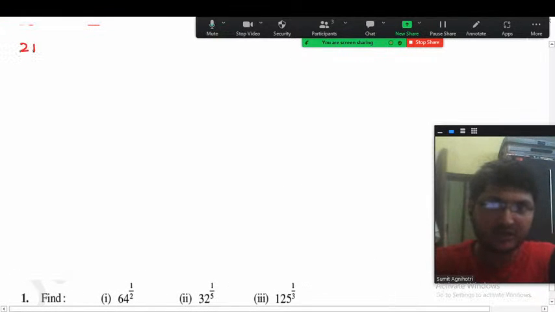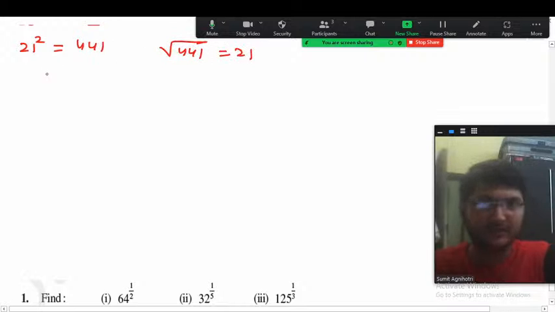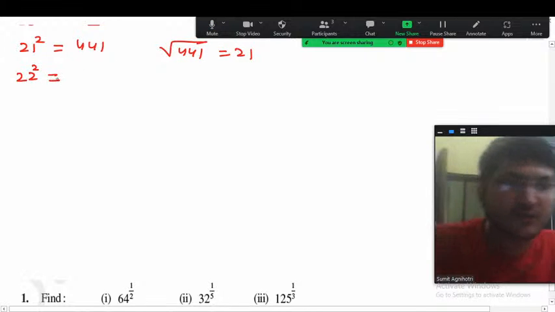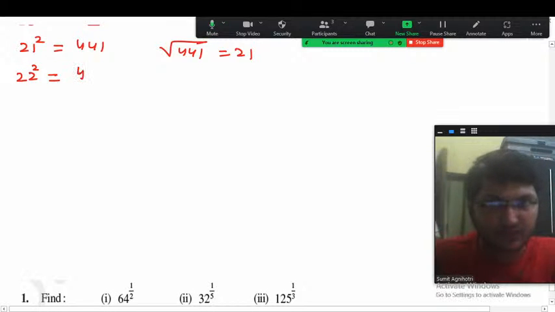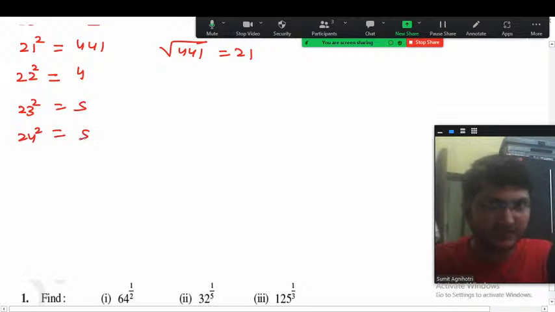You don't worry. 21 square is how much? 441. That is why under root 441 is how much? 21. Similarly, 22 square is how much? Okay, now 21 and 22 start with 4. Similarly, 23 and 24 start with 5. I'm telling you a trick: 25 and 26 square start with 6.